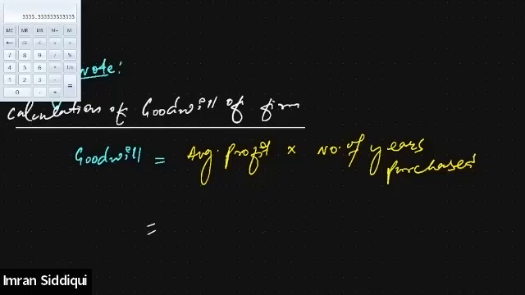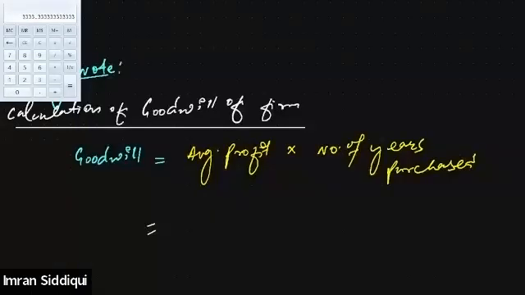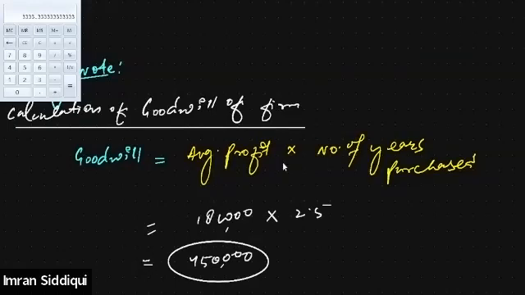Average profit will be adding all the profit of the last 4 years, 170 plus 180, 190 plus 180 divided by 4, we will get average profit of, tell me everyone. So 3,60,000. No, average profit, I guess it will be 1,80,000. Yes, sir. 1,80,000, right? And then we will multiply this with the number of years purchased, which is 2.5 years. And now we will get 4,50,000. This is the goodwill of the firm.